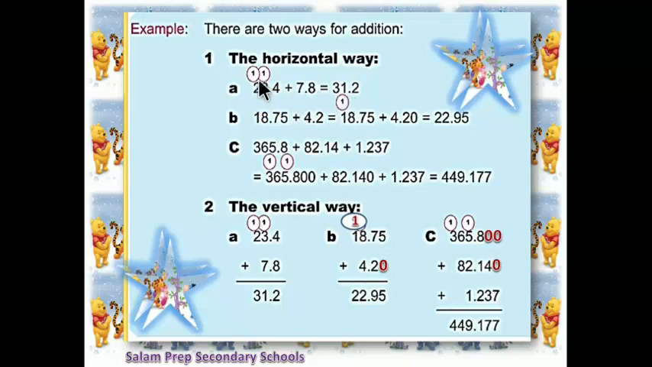Okay? Now 1 plus 3 equals 4, plus 7 equals 11. Write 1 and carry up 1 to the next place. Okay? 1 plus 2 equals 3. There is no digit here, so we will put 3. The answer is 31.2.